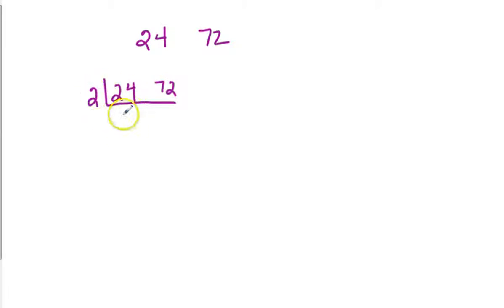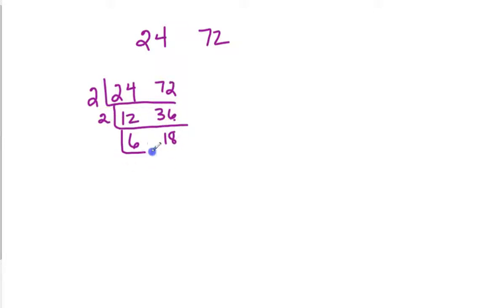24 divided by 2 makes 12. 72 divided by 2 makes 36. And we look at the next step. I see 12 and 36 here. They also have a common factor of 2 because they're both even. So we can pull out another 2. 12 divided by 2 is 6. 36 divided by 2 is 18.